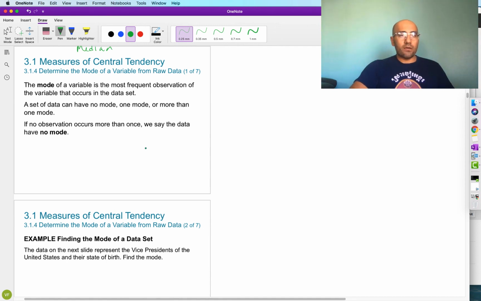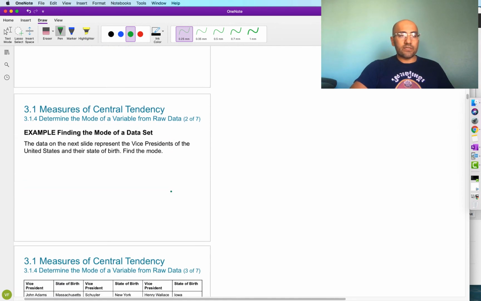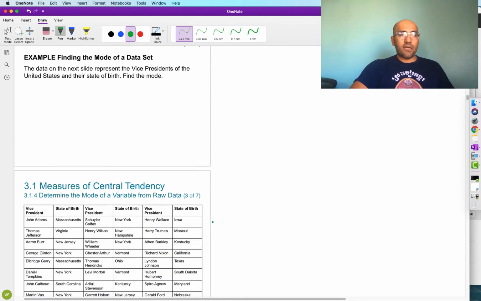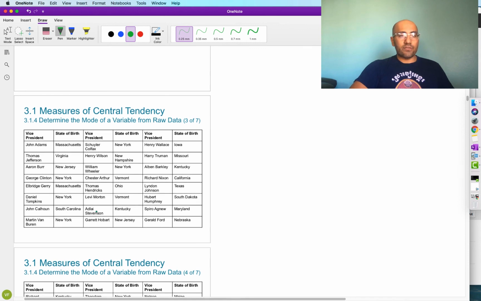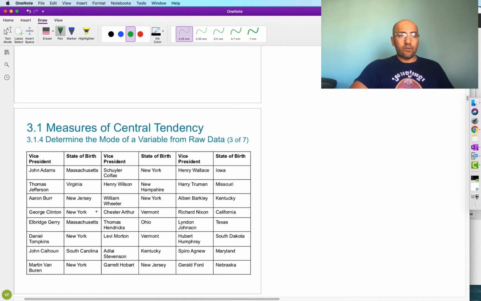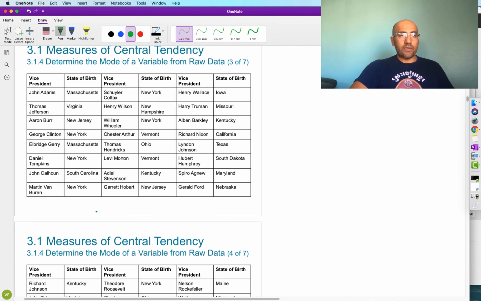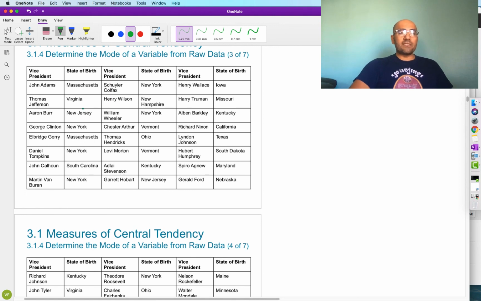Okay, so here's an example. The data on the next slide represents the vice presidents of the United States and their state of birth. In which state were they born? Okay, so we got John Adams, born in Massachusetts. We got Thomas Jefferson, born in Virginia. Aaron Burr, born in New Jersey. Okay, so what we do is we figure out which of these states occurred most often.